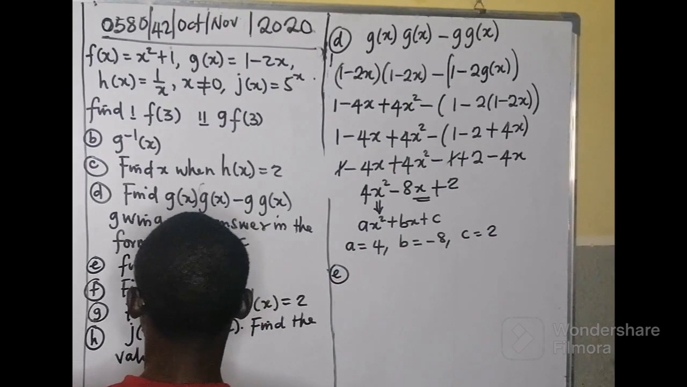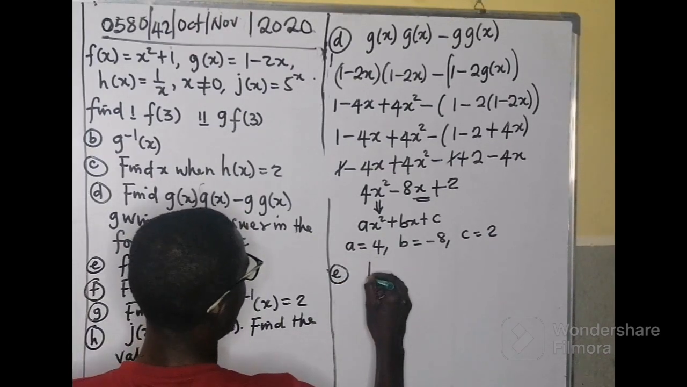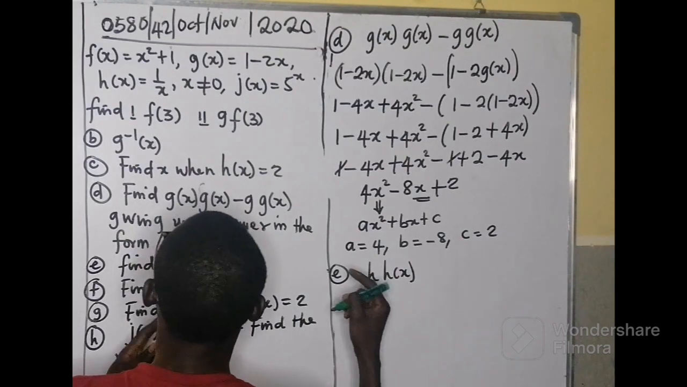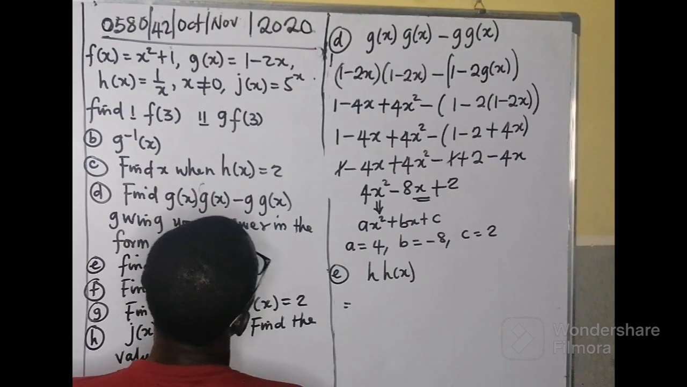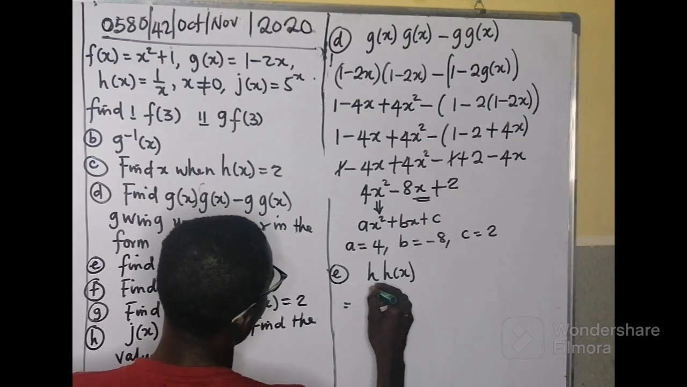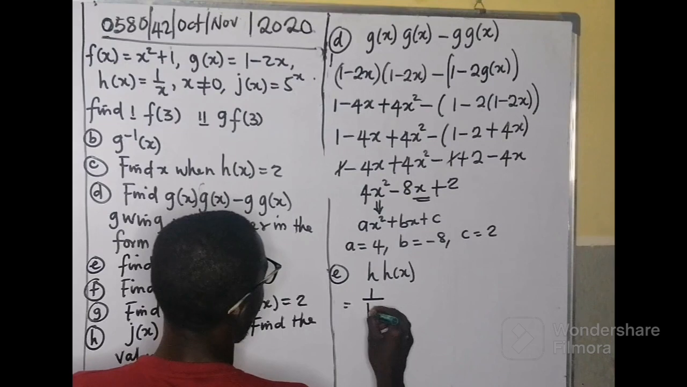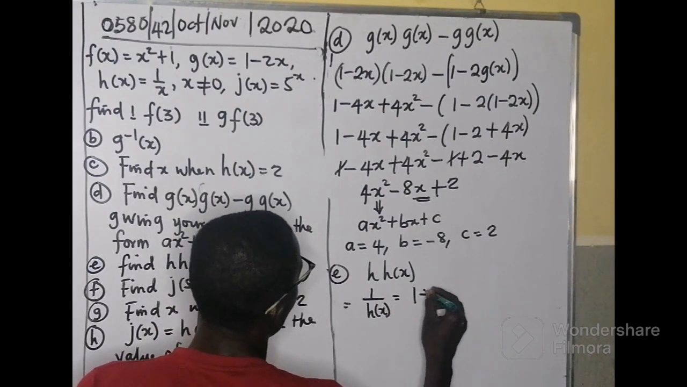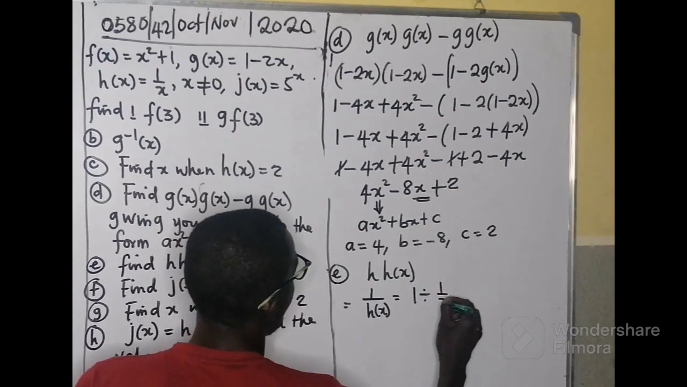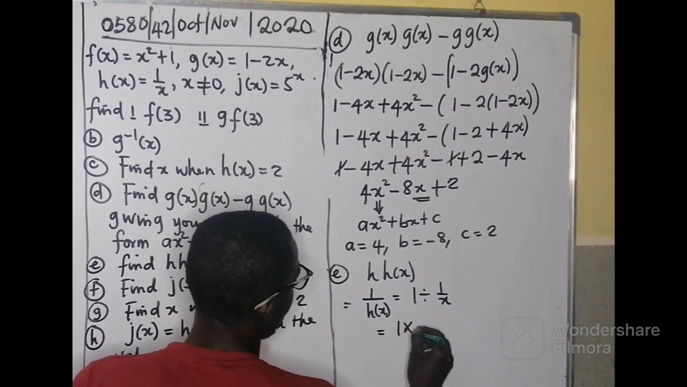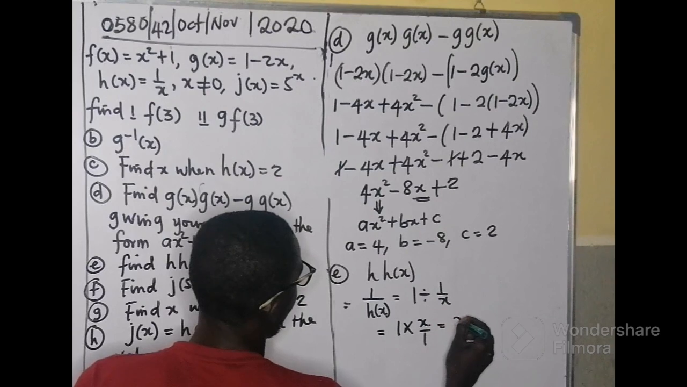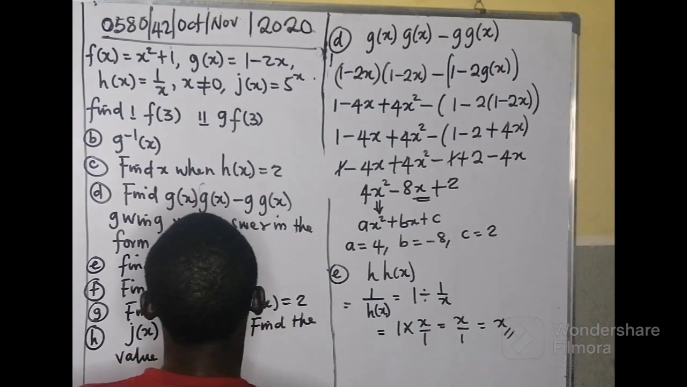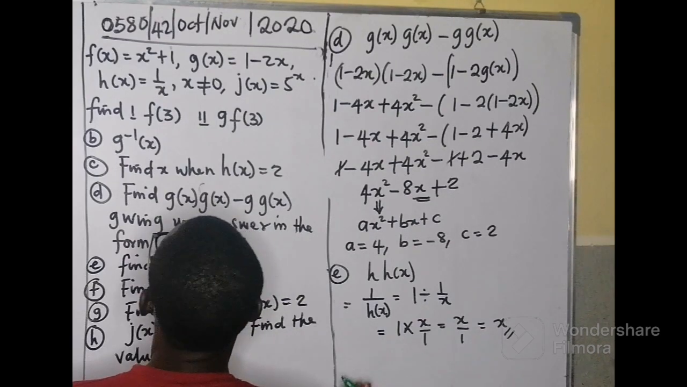The E aspect, let's look at it. E, find h of x. That means whenever you see x in h of x, you put h of x. So that will give you 1 over, since it's 1 over x, so here it gives you 1 over what? H of x. That will give you 1 divided by what is h of x? 1 over x. And that will give you 1 times what? x over 1. So your final answer gives you what? x over 1, which is what? x. So let's go to F now.